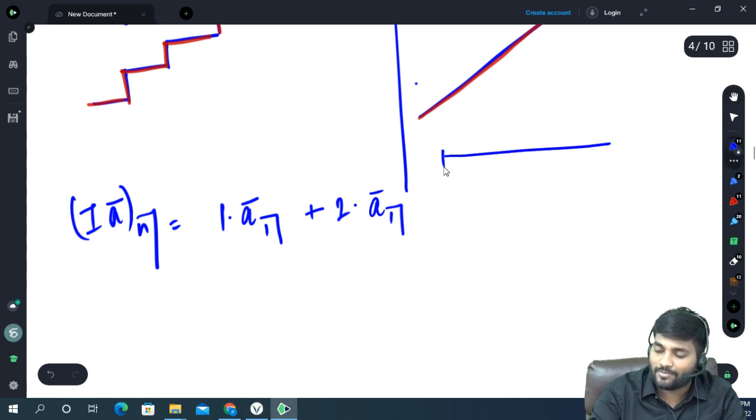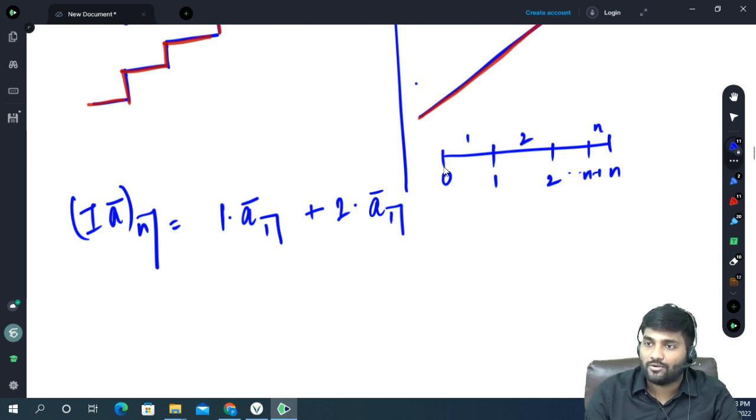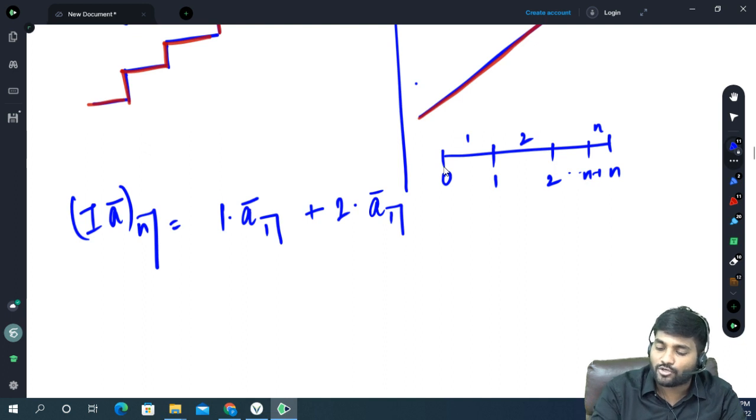The graph of this will be like this. 0 to 1, it is 1. 1 to 2, it is 2. And so on. N minus 1 to N, it is N. But the payment is continuous. When we are doing 2 A bar 1, the payment is coming here.